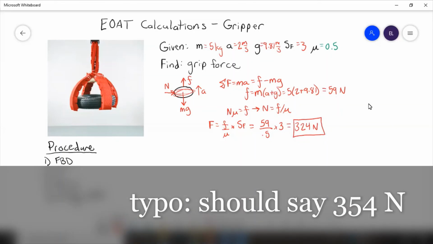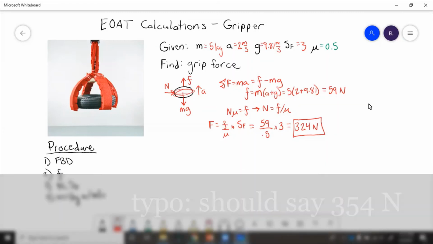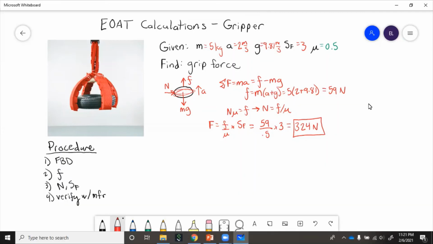So you can see that even though the object only weighed less than 59 newtons, we have to pinch it a lot harder because the friction coefficient reduces the effectiveness of that gripping force. So we can see 354 is way bigger than 59. So it looks like it's going to take almost 6 times as much force, including the safety factor and the friction, to lift the object, because the effectiveness of the gripper normal force is proportional to the coefficient of friction.